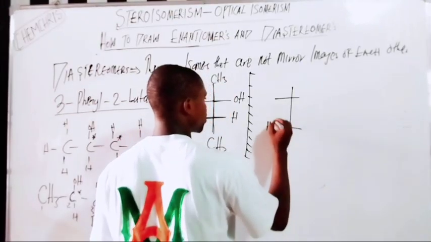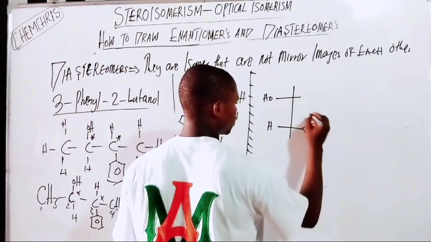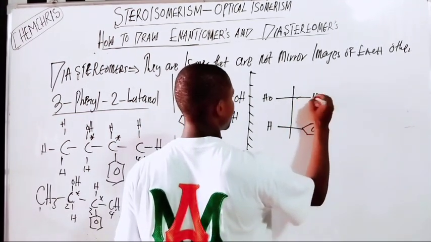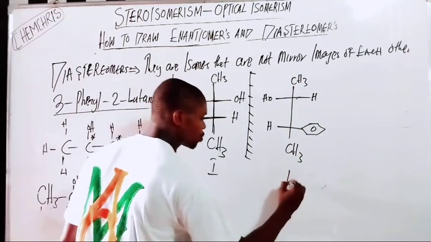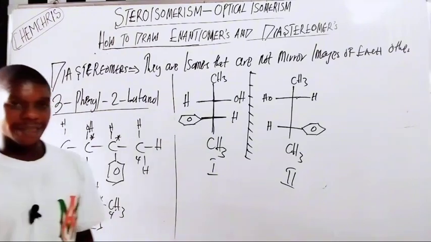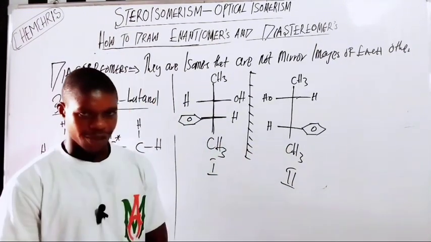Here we're going to have H, OH, H. Here we have this one, and here we have H. Here we have CH3, and here we have CH3. I have got 2. So here we have A and B. These two are mirror images.